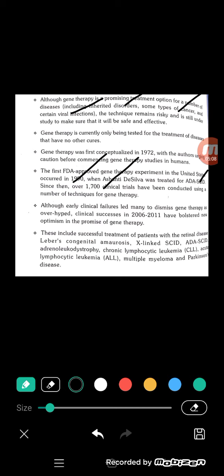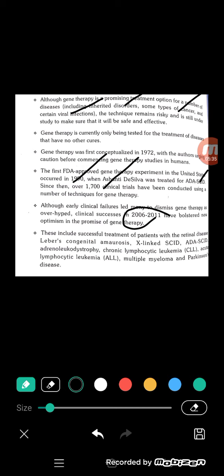The clinical trials involve four steps: 1, 2, 3, 4. The second and third steps are studied in animals, and the fourth step is studied in human bodies. So that is clinical trials. Although early clinical failures led many to dismiss gene therapy as overhyped, the clinical successes, especially from 2006 to 2011, renewed the promise of gene therapy.